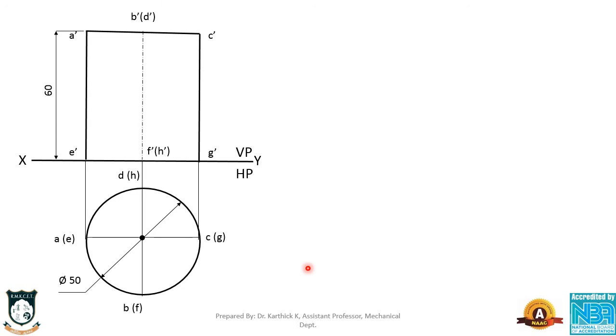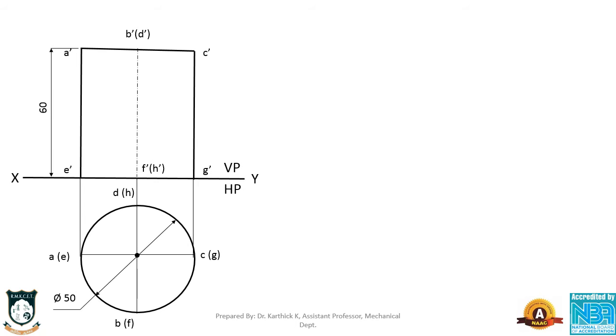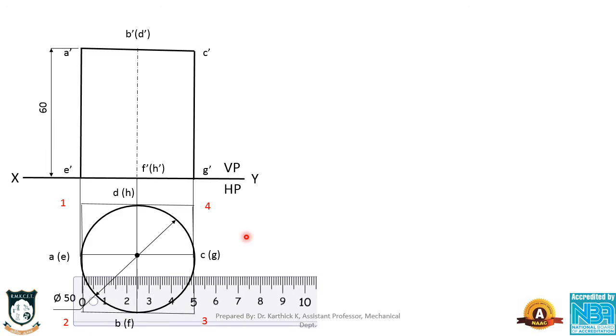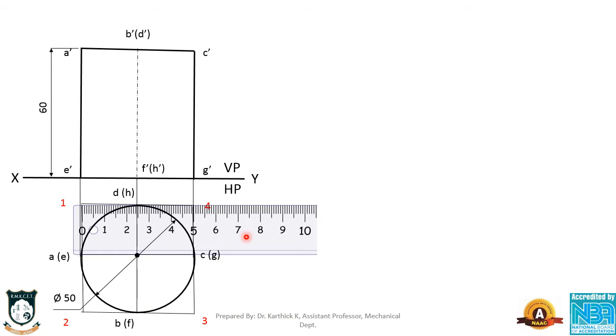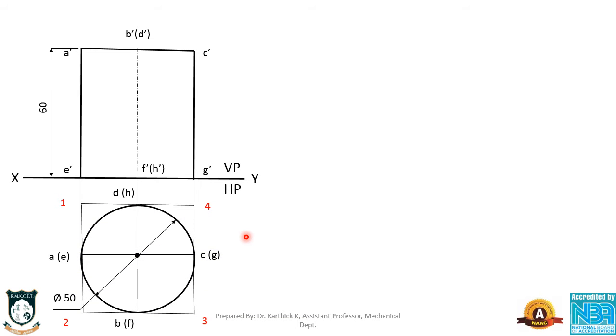So now we are moving on to how to draw the isometric view for this simple position. For that, just enclose this circle into a square box like this. Then give some notation for the box. I am giving 1, 2, 3, 4 as a notation for the box. After enclosing the circle into a box, just measure it. Since the square box is enclosed over the circle, it is 50 mm in dimensions.